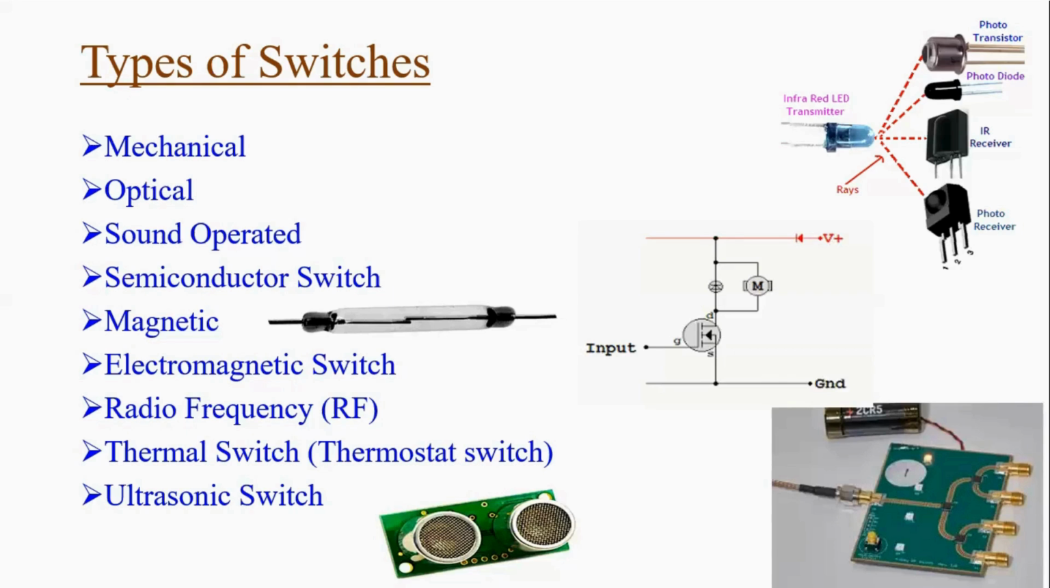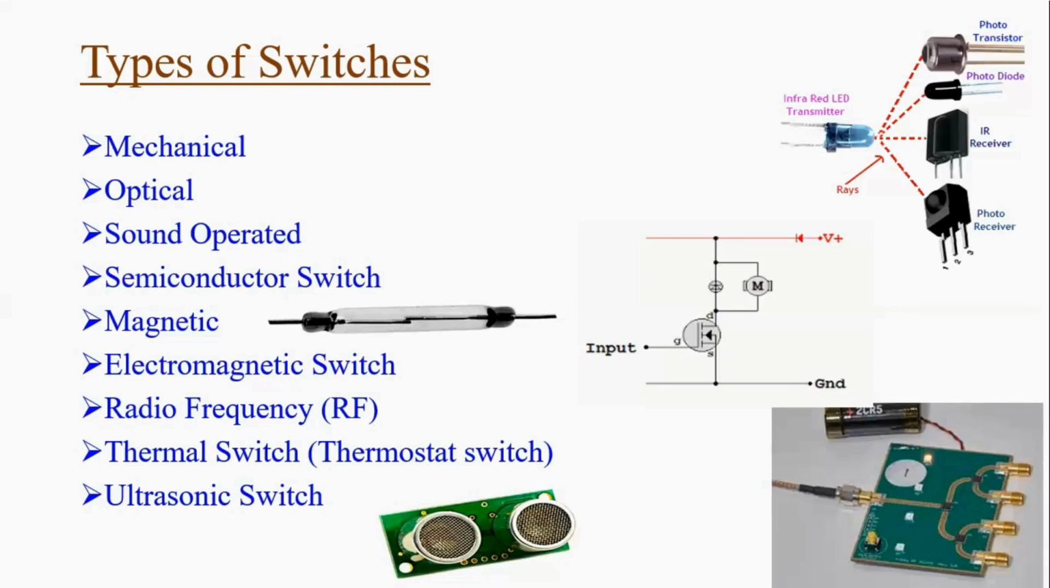Okay. Now we come to the semiconductor switch. What is a semiconductor switch? A part which is made up of semiconductor material like a transistor, which drives the relay or motor, right? So a diode or transistor works like a switch, right? That is called a semiconductor switch.